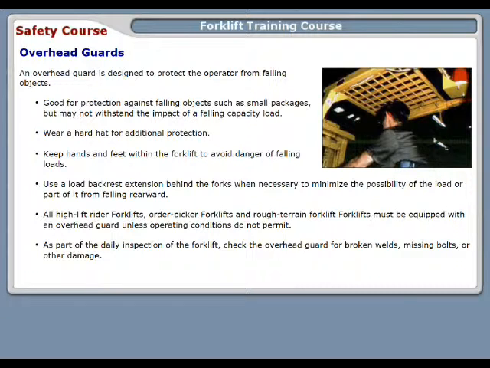Use a load backrest extension behind the forks when necessary to minimize the possibility of the load or part of it falling rearward. All high-lift rider forklifts, order picker forklifts, and rough terrain forklifts must be equipped with an overhead guard unless the operating conditions do not permit. As part of the daily inspection of the forklift, check the overhead guard for broken welds, missing bolts, or other damage.